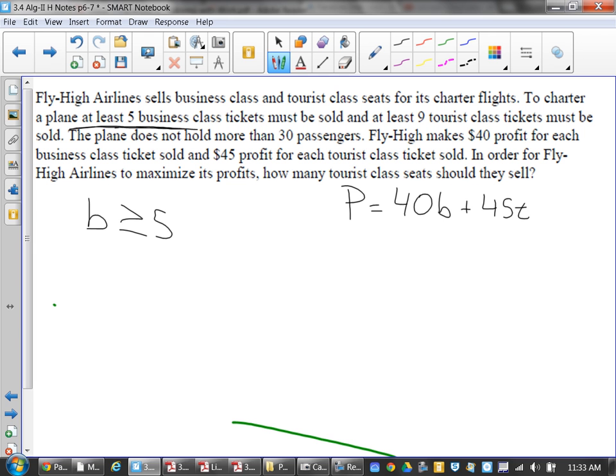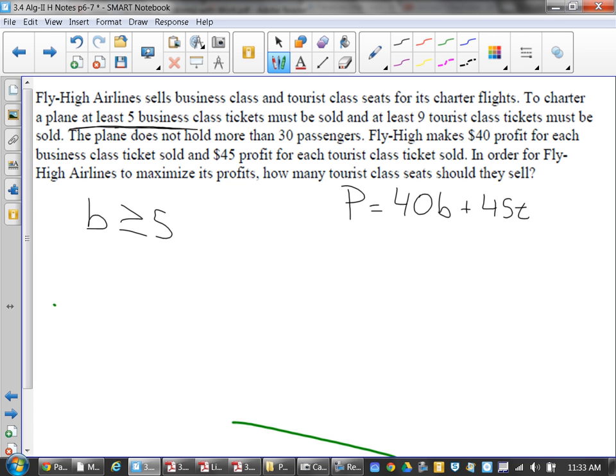Wait, so to maximize your profit, if you make more money off of the tourist ones, wouldn't you want to sell the least amount of business ones necessary? Because then you make $5 more on each tourist ticket. Correct, but you have to be careful. In generic thinking, a lot of times that works, but sometimes they'll throw a parameter in there that won't make it work that clean.